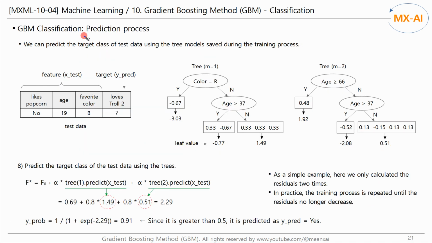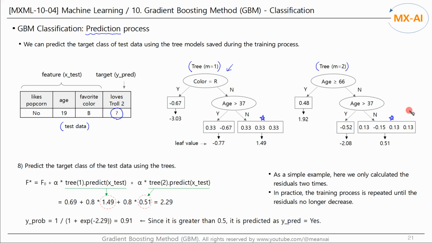This time, let's look at the prediction process. We have test data as below. Our goal is to predict the target class for this test data. During the training process, we created and saved the two trees below. Let's input this test data into each tree. This test data point belongs to the third leaf node of the first tree. And it also belongs to the third leaf node in the second tree.